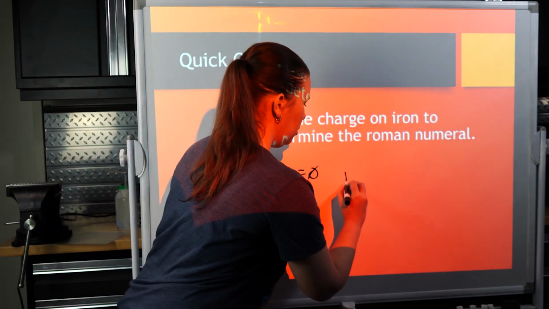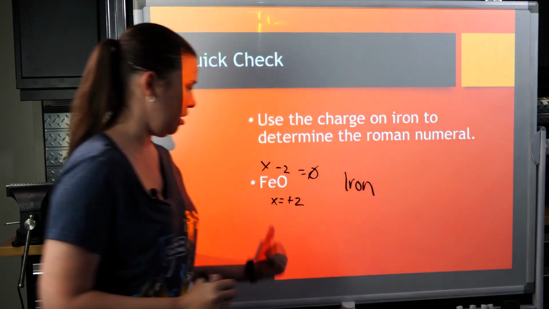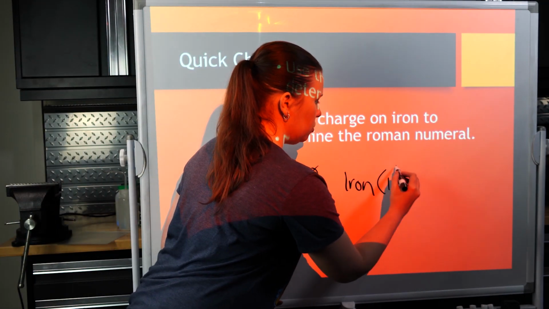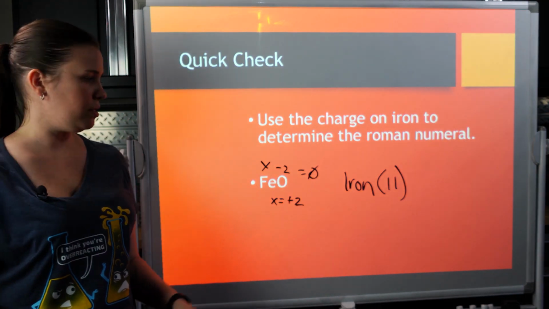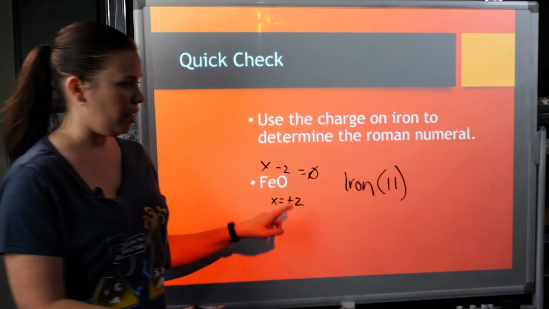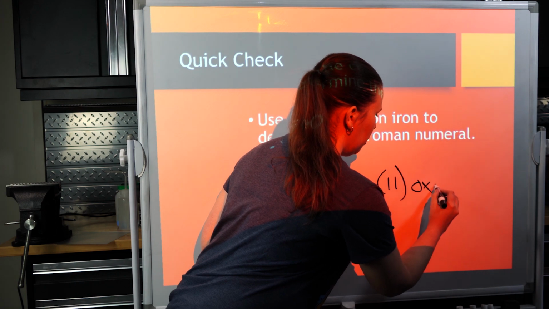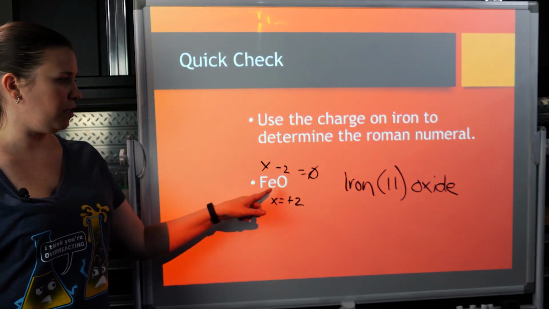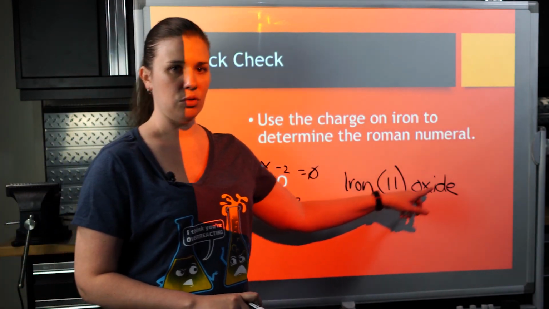So when we name it, we are going to write out the name of Fe, or iron. We're going to write the 2 as a Roman numeral in parentheses, and then we'll finish with oxygen, which, as we'll talk about in a minute, is actually going to change to oxide. So FeO would be named iron 2 oxide.